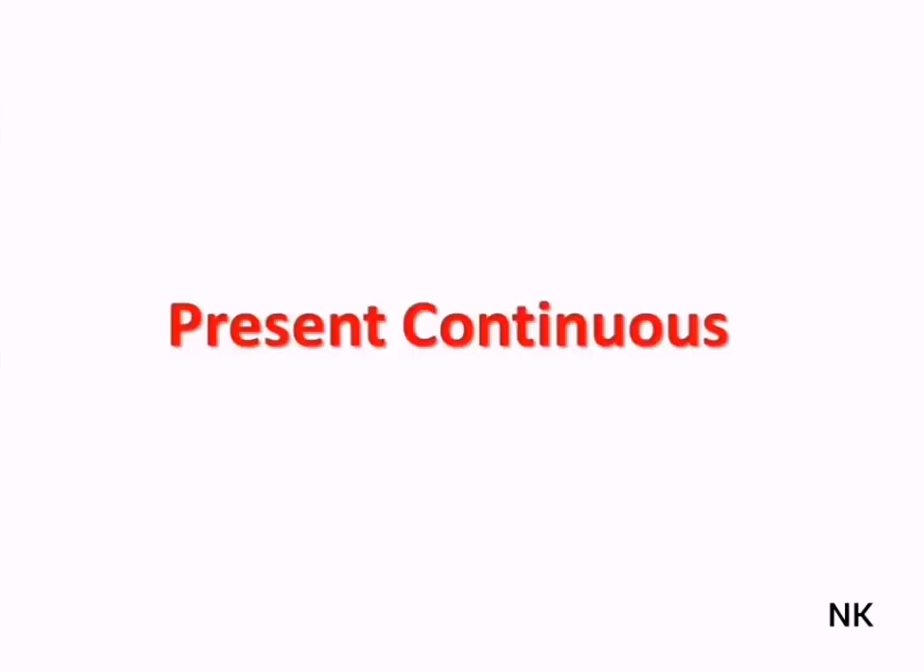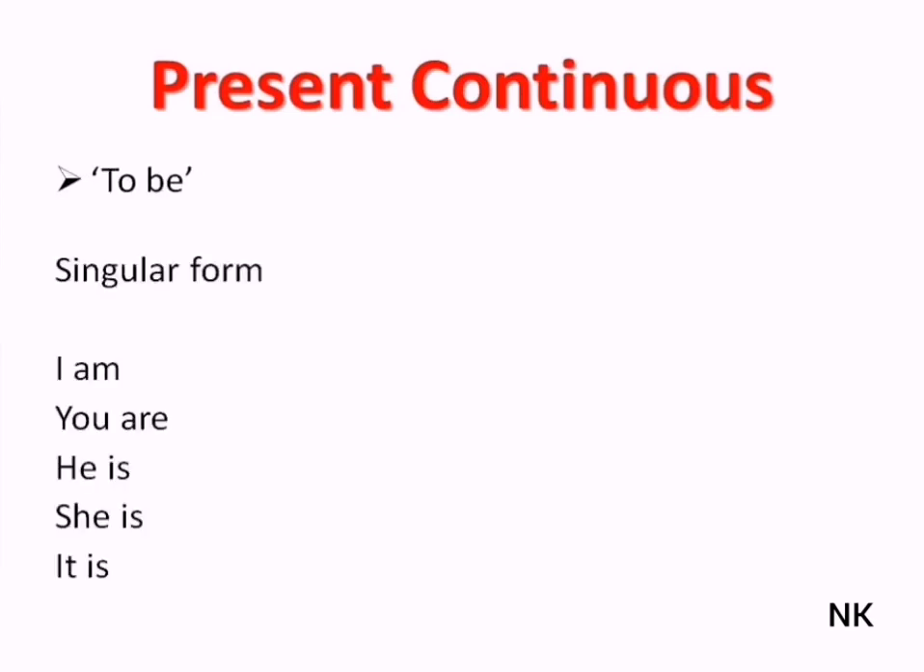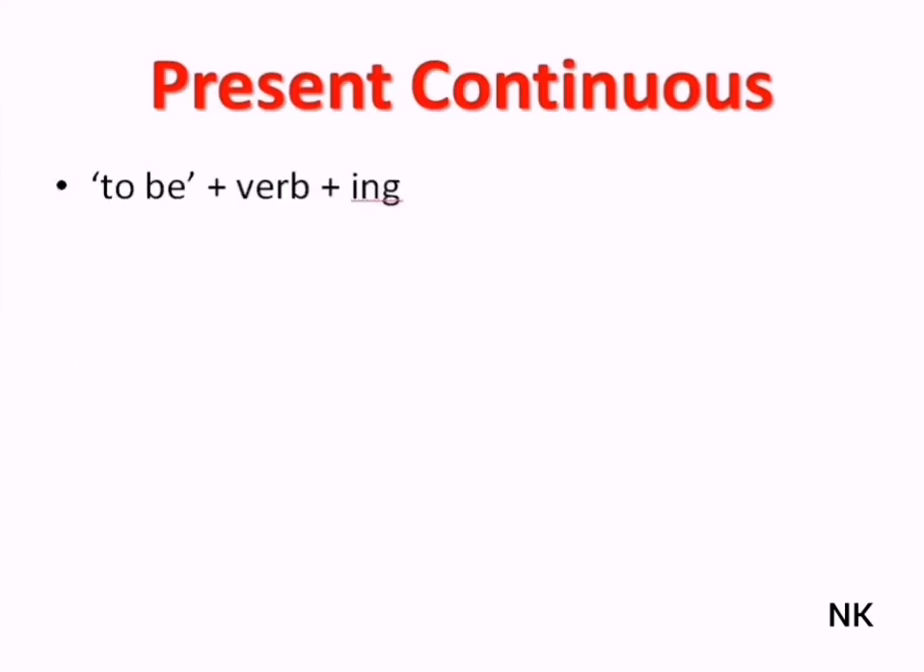The present continuous. But before we get started, it's good to know how to conjugate the verb to be. The singular forms are I am, you are, he is, she is, it is. Plural forms are we are, you are, they are. First and foremost, we need the auxiliary verb to be, the infinitive form of the verb, and ing. Take a look at the examples.